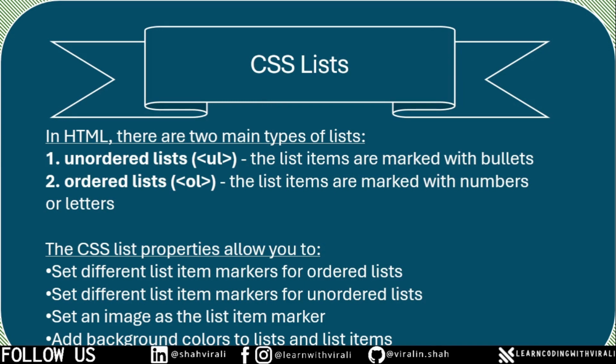The CSS list properties allow you to set these different item markers for ordered lists and unordered lists. Also, you can set an image as the list item marker, and add background colors to those items and the lists. Now let us take a practical example using our VS Code editor for editing our HTML lists with CSS.